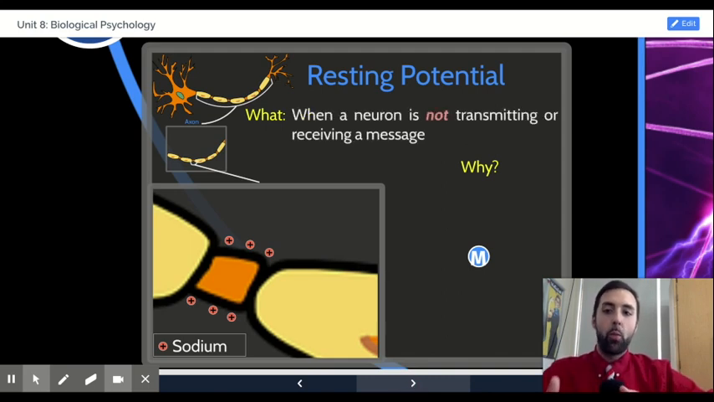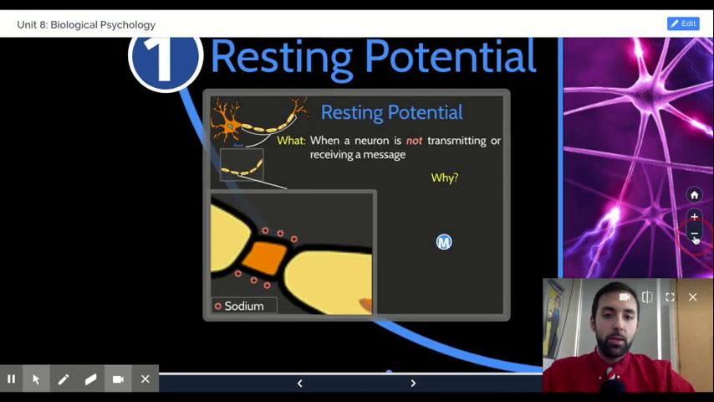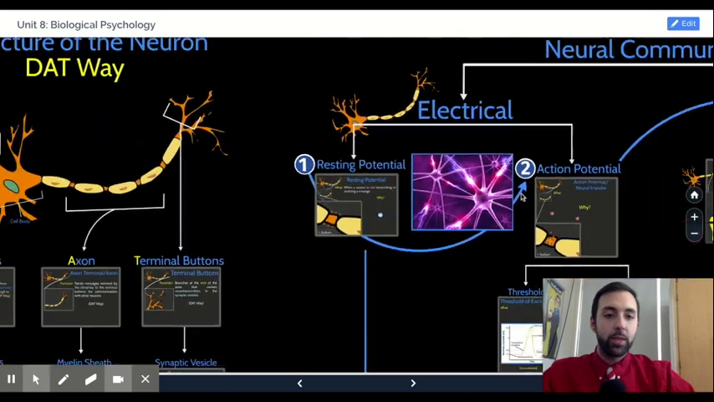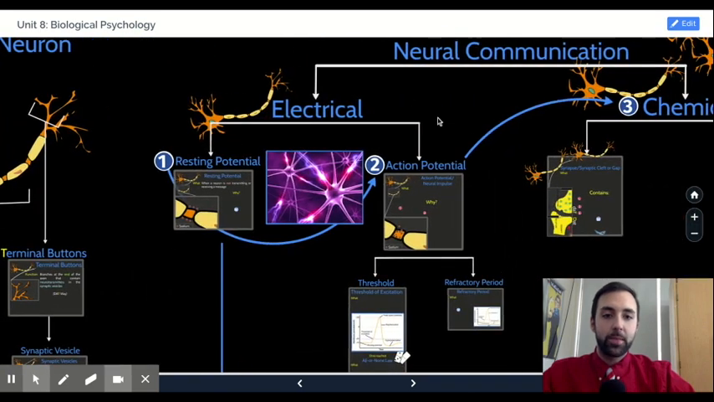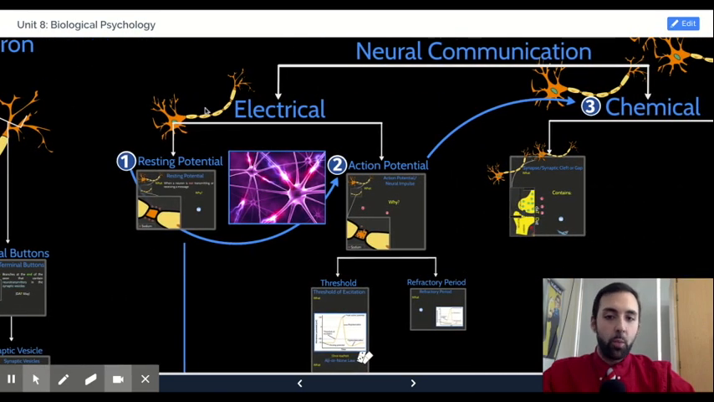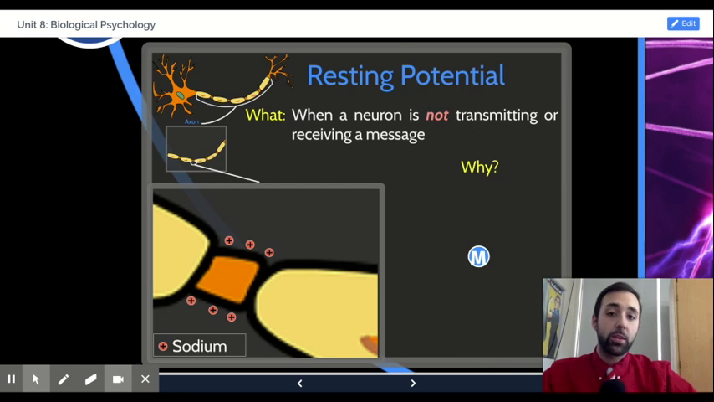When we talk about the way a neuron communicates with other neurons, we need to denote a couple different terms. The first term is what we call resting potential. If you see this from a zoomed out look, you'll notice I have the number 1 next to this. I'm going to proceed from step 1 to 2 to 3 and talk about the sequence by which we see a neuron shift from what's called resting potential eventually to what's called action potential. But first, we'll start with resting potential.